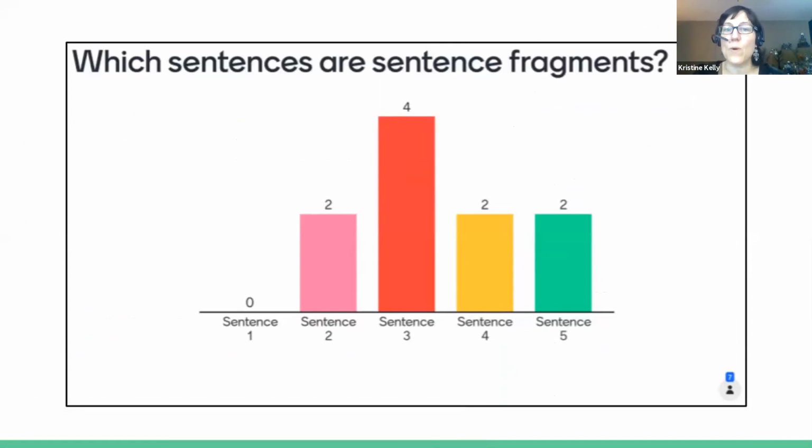So students did pretty well picking sentence 4. We had a couple issues, but we were able to talk about it then, and I was able to say, hey, nobody picked number 1. Everybody recognized sentence 1 as a complete sentence. So they were feeling very good about that.